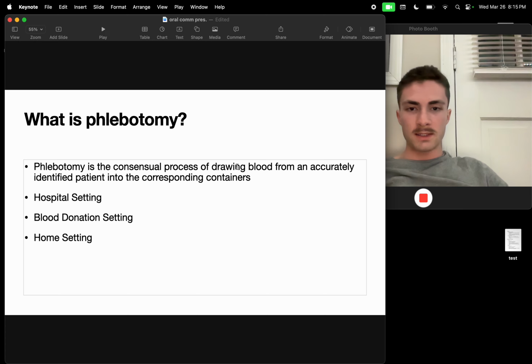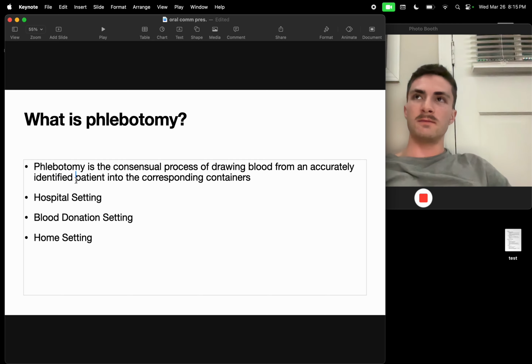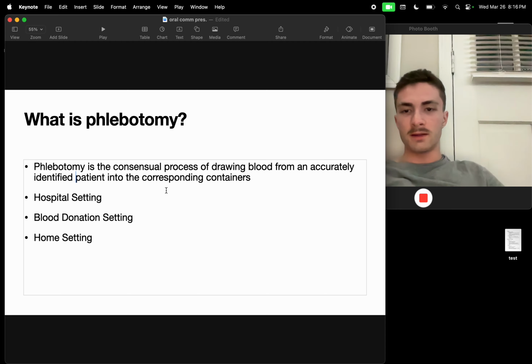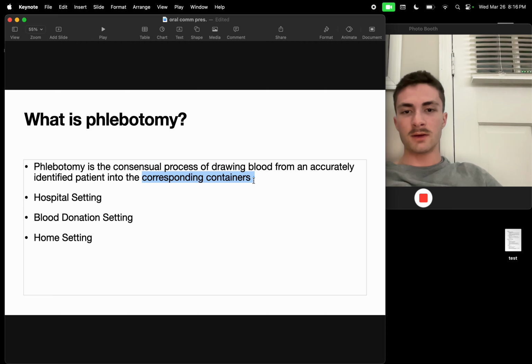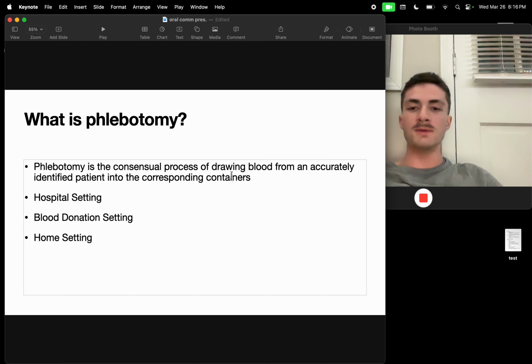Another thing I want to look at in this definition is an accurately identified patient. So the idea is that the worst mistake you can make as a phlebotomist is misidentifying the patient or not identifying them at all. We'll talk about that later too. Corresponding containers, there's really only two containers you can draw blood into. That's blood cultures and then these blood tubes.